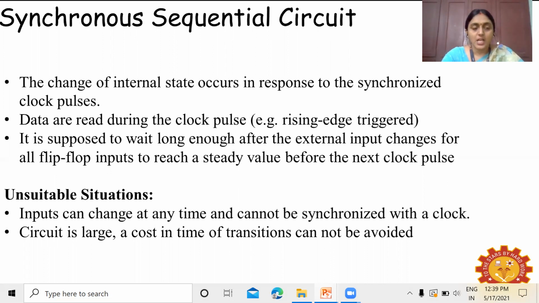Now we will see the unsuitable situations. Here, the inputs can change at any time and cannot be synchronized with the clock. The circuit here will be very large and a cost in time of transitions cannot be avoided.